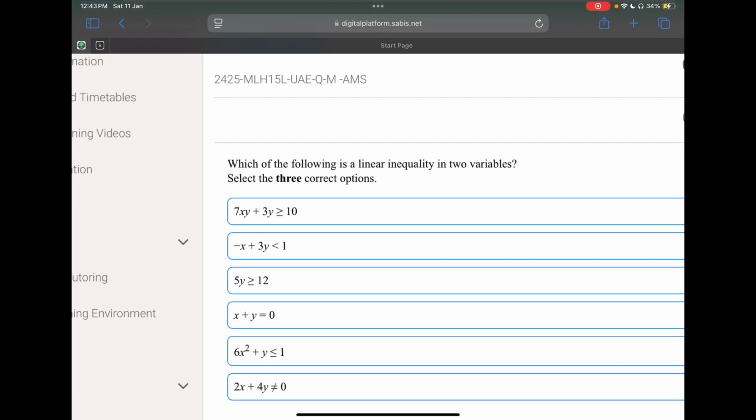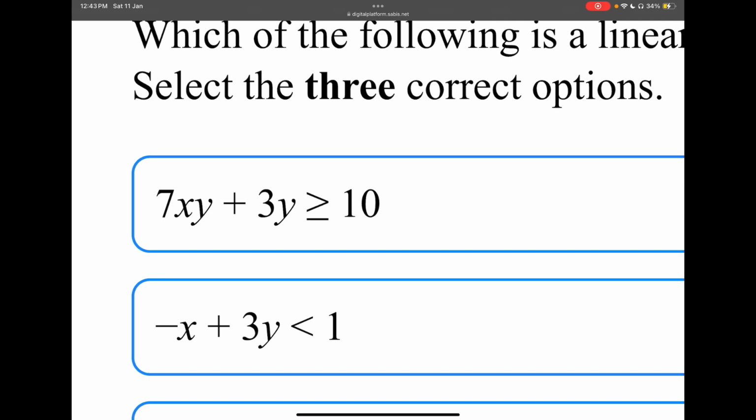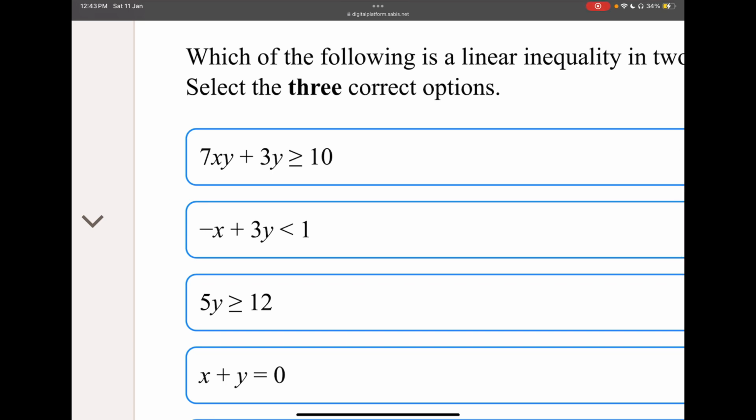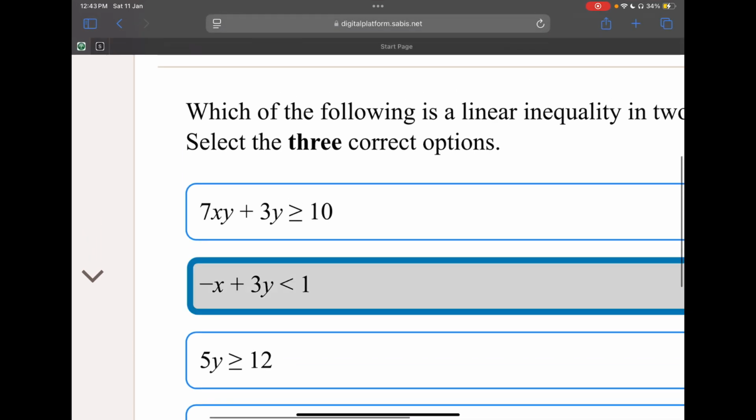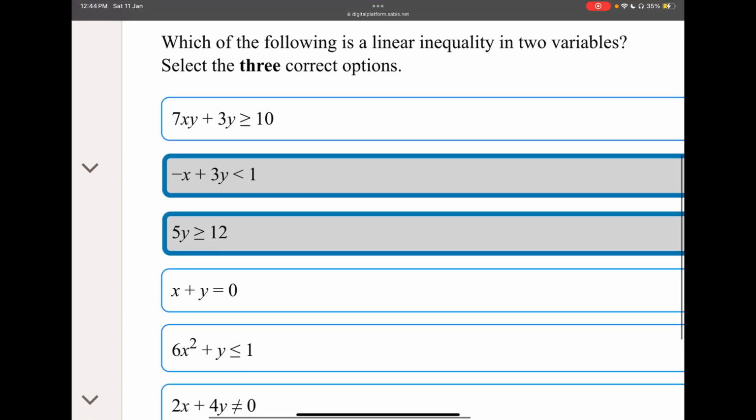So here we have 7x plus 3y is greater than or equal to 10, which is wrong because we have xy, x times y. It has to be x and y alone. So it's incorrect. Here we have negative x plus 3y is less than 1, which is correct. We have 5y is greater than or equal to 12, which is also correct. Here we have x plus y is equal to 0. The thing here is this is a linear equation, not a linear inequality. So if they were asking for a linear equation, this would be a correct answer. But in this case, it's an incorrect answer.